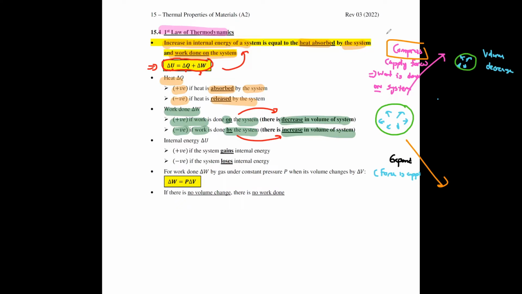Sorry, I better just word my terms correctly. This one I can just say external force is applied. Okay, for the first example, if I want to compress the balloon, I need to apply external force. Work is now done on the system, which in turn causes volume decrease.